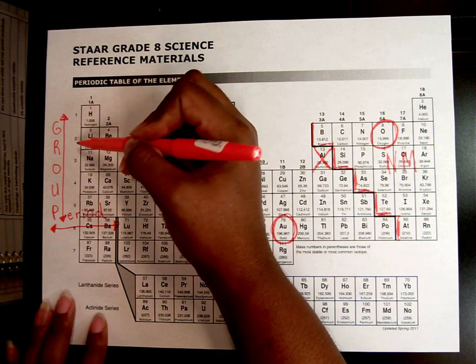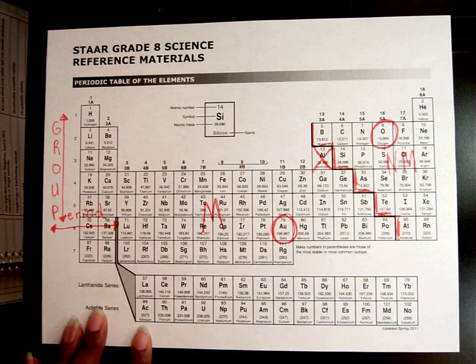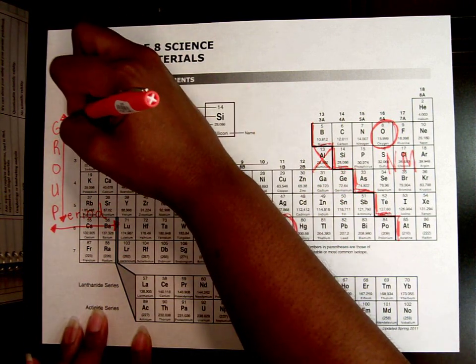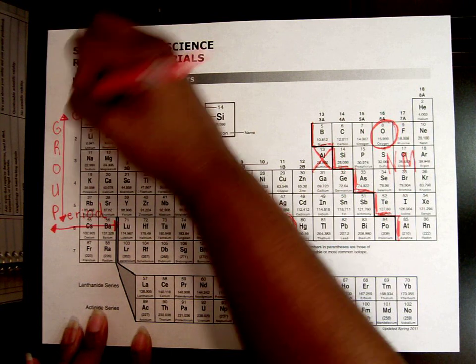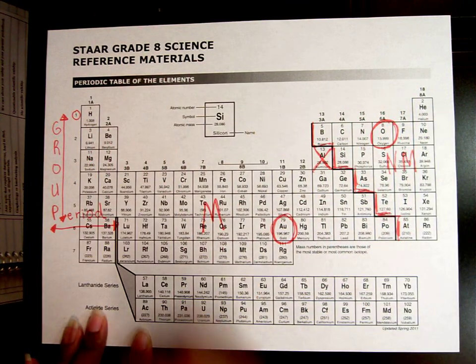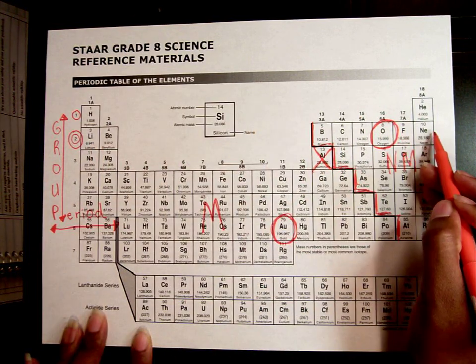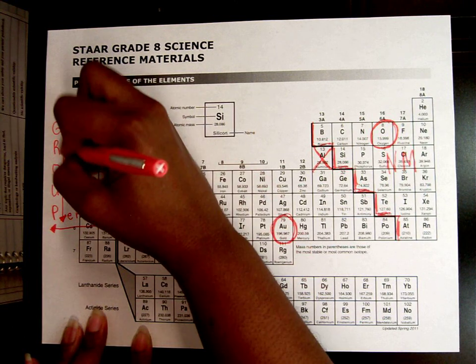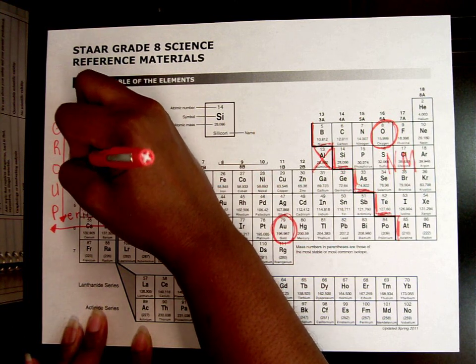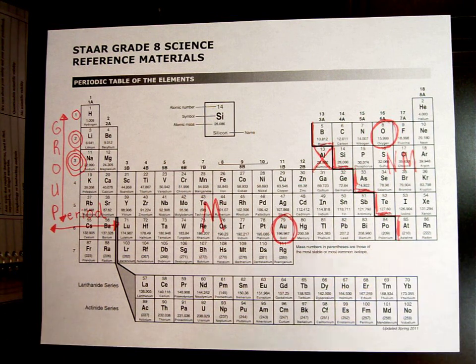All right, so these are our period numbers. There are 7 periods. Periods let you know how many rings an element has. The elements in period 1 have 1 ring. The elements in period 2 have 2 rings. The elements in period 3 have 3 rings, and so forth.